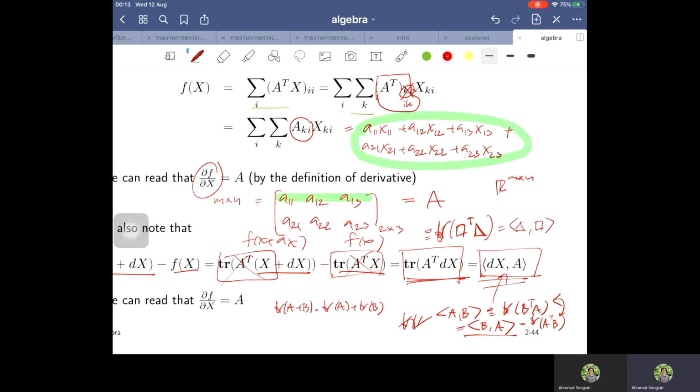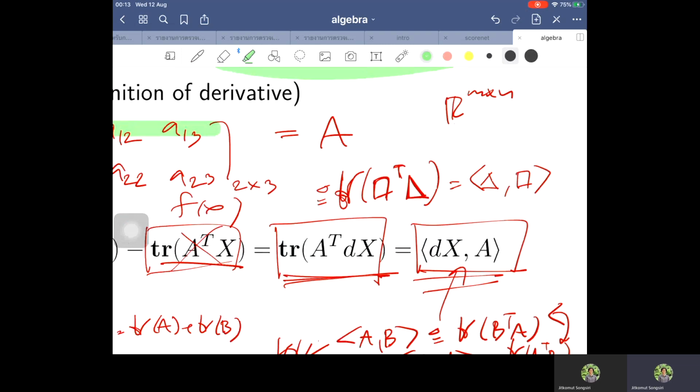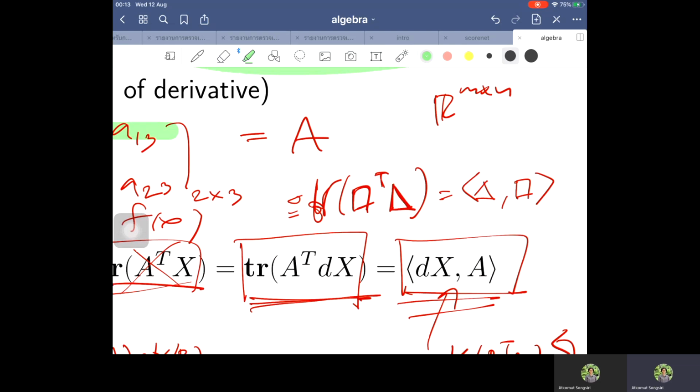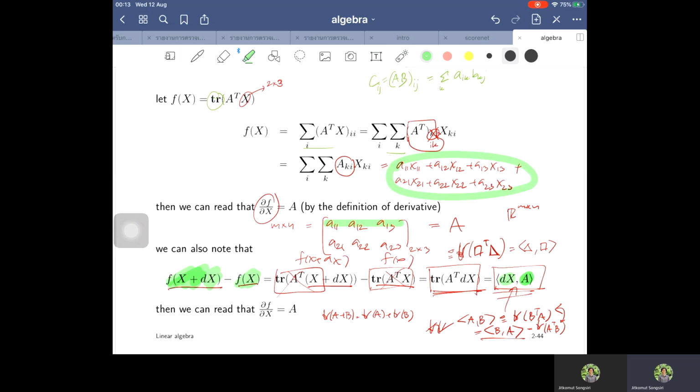Then we can recognize that the difference between the function of the perturbation minus f(x) is going to be an inner product with dx. So that thing should be the first derivative, and that is A. Finally, we have the same result.